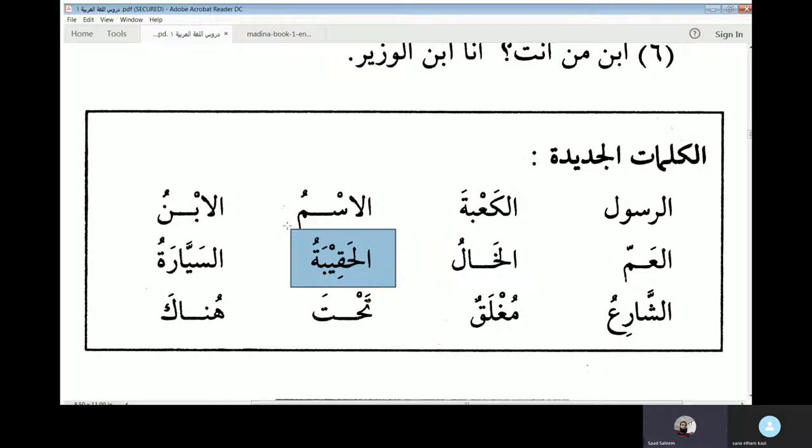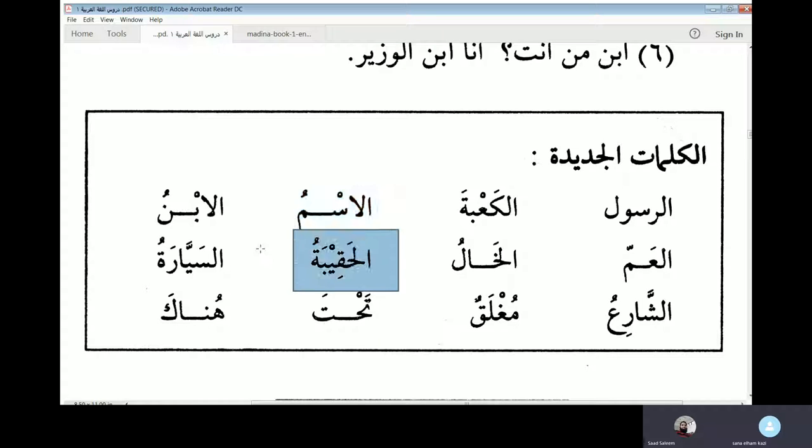Al-ismu. But is this also Hamzatul Wasl, right? No, this is not Hamzatul Wasl. Why? Because there is no word or alphabet before the alif. For example, if it had been Wal-ismu, then that becomes Hamzatul Wasl. Al-ismu.